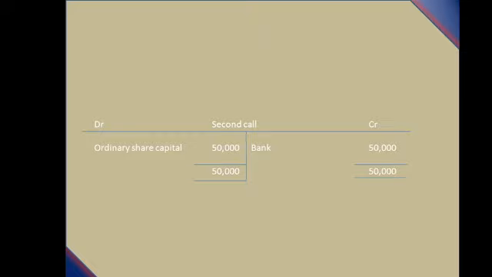Now this is for the second call. You do the same thing that you did. Bank, the money was paid into the bank. That's why you're seeing bank. 50,000 naira. Then you balance the account, ordinary share capital. You've ended the second call.